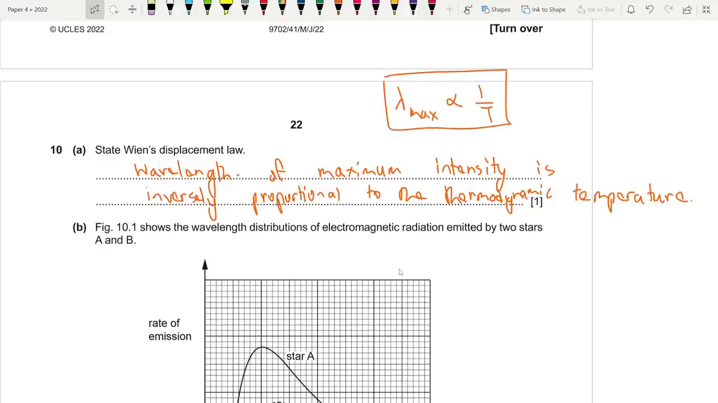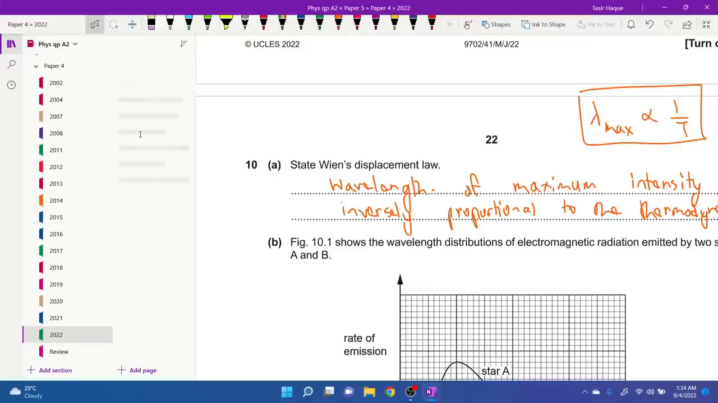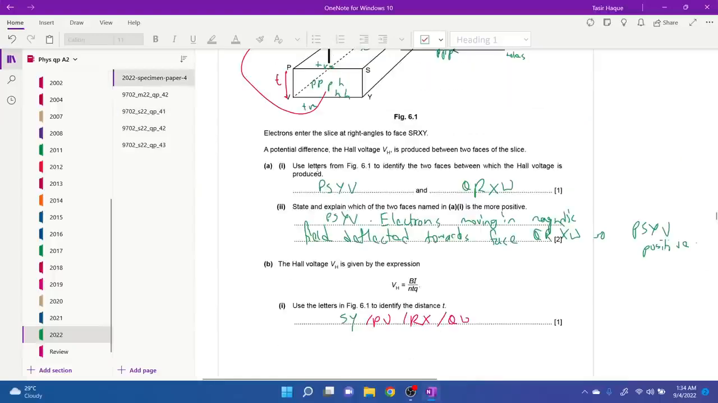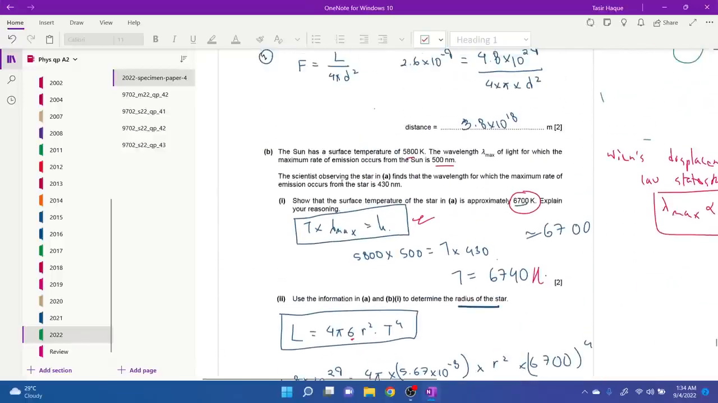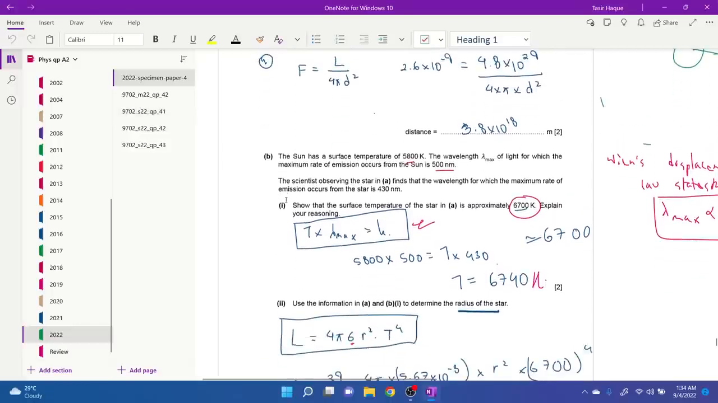This is Wien's displacement law, and we do get a constant. So we had to use this in both the previous variants, okay? March 2022, as well as specimen paper 4. Let me show you, then it will make more sense. So check this. This is Wien's displacement law. The temperature at the surface of the star is inversely proportional to the maximum wavelength emitted. So we can actually get a constant, right, by multiplying them. So that's the law, that the wavelength of maximum intensity is inversely proportional to the thermodynamic temperature.